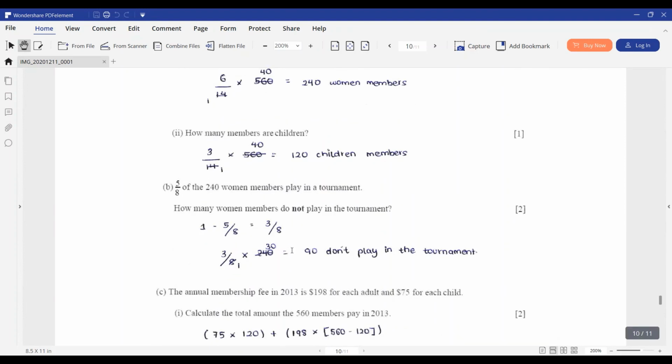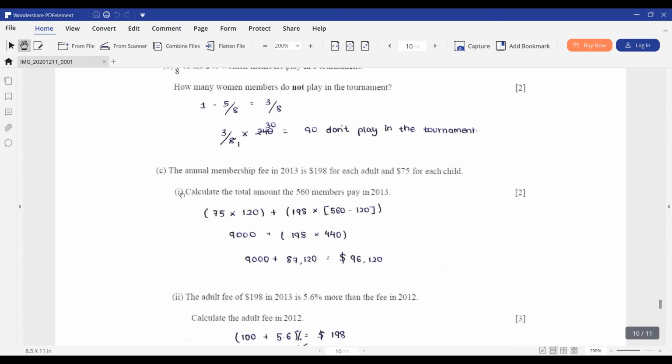Part B. 5/8 of the 240 women members play in a tournament. How many women members do not play in the tournament? So take the total number of women as 1. Subtract 5/8 from it. So the fraction of women that do not play in the tournament is 3/8. Take 3/8 multiplied by the number of women members, which is 240. So 3/8 multiplied by 240 is 90. So 90 women members do not play in the tournament.